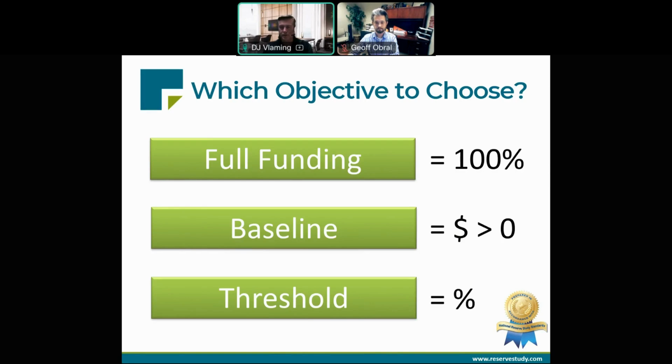Full funding is the conservative objective to achieve 100% funded where special assessments are rare. This is considered a low risk objective. Baseline funding is the opposite extreme, which means it has the goal to just barely keep your reserves cash positive through the years. This is considered a high risk objective. Now, threshold funding is a strategic choice of a particular percent funded target somewhere between the full funding and baseline funding objectives. So the risk is more moderate, but that also is going to depend on the objective you choose.